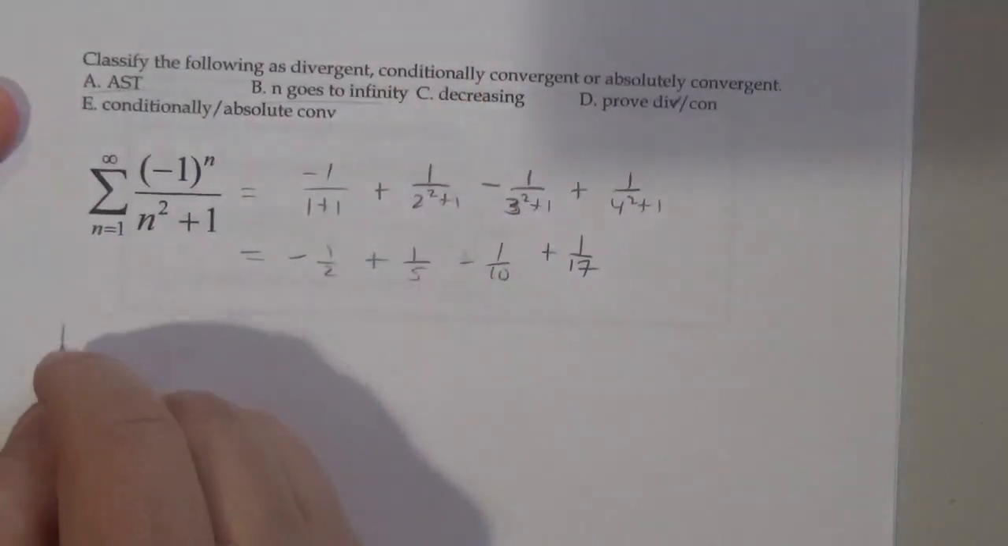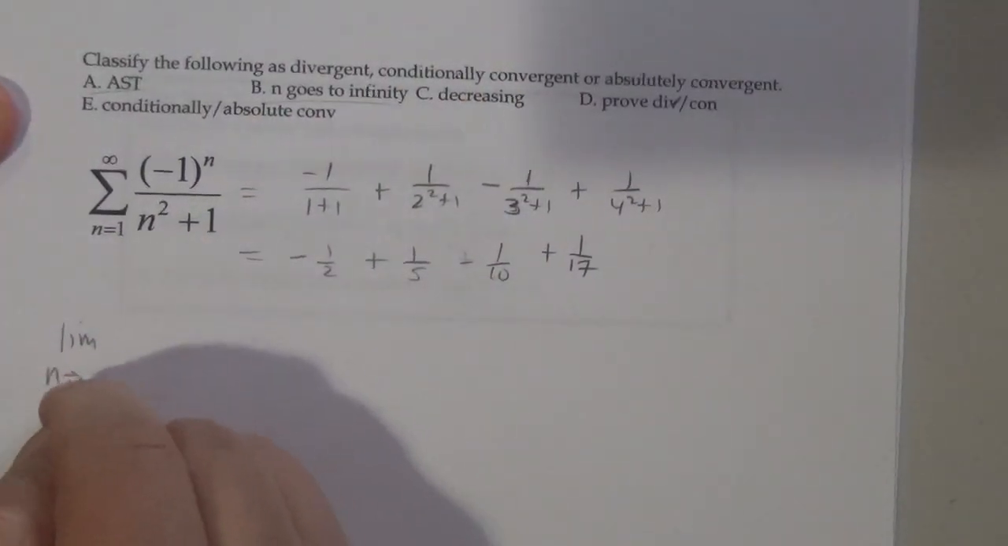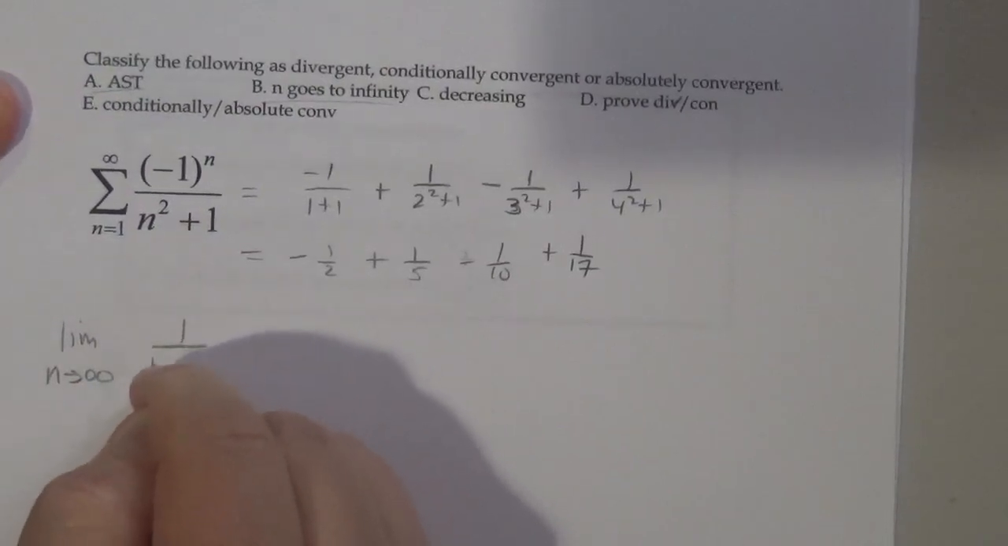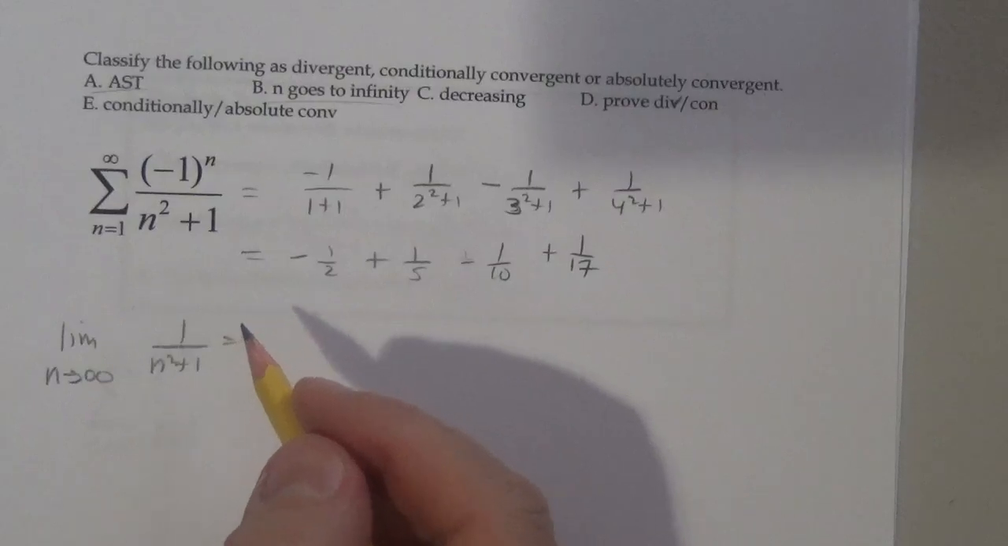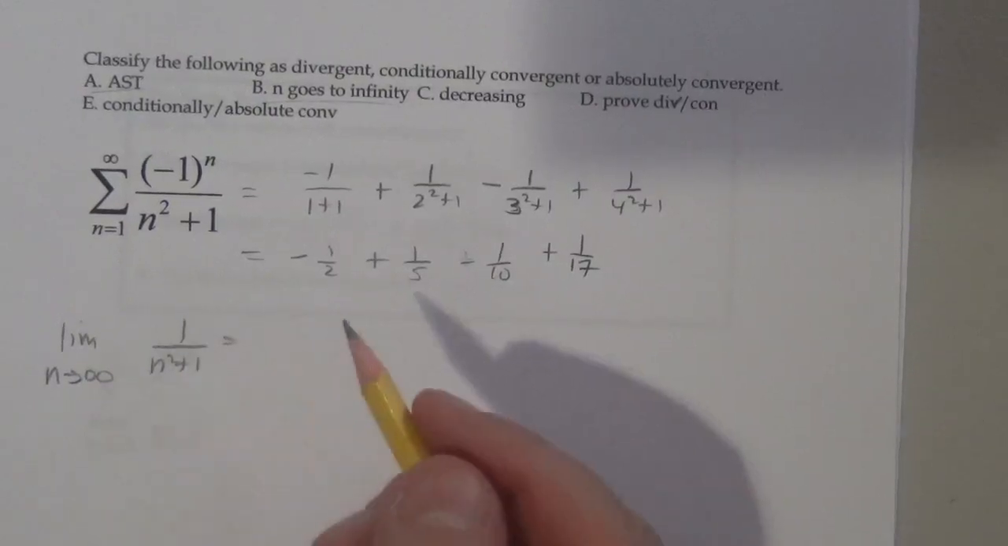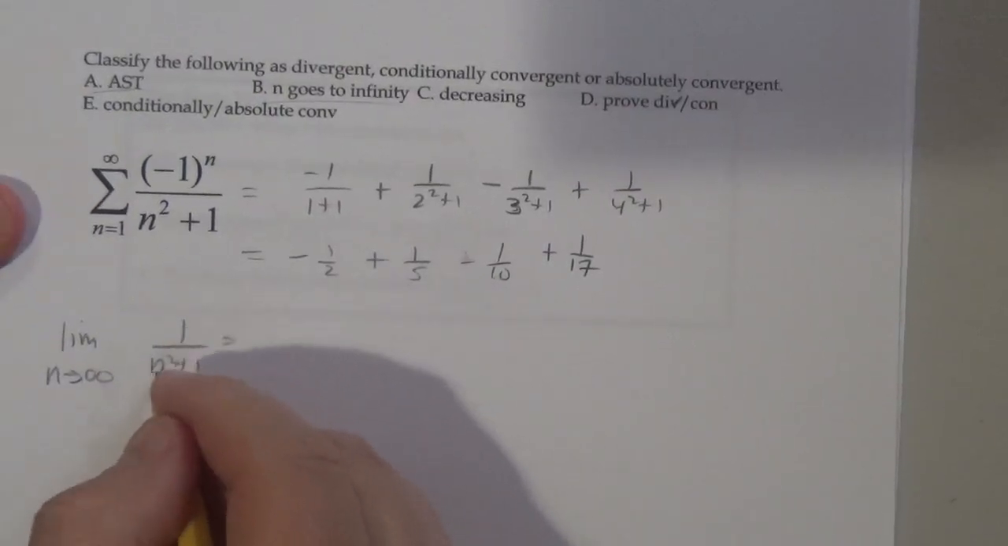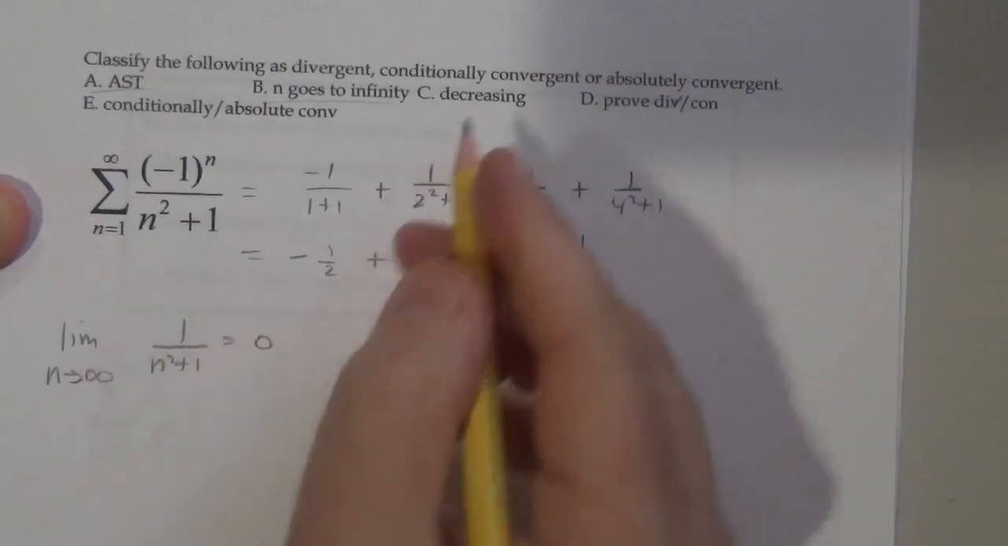Let's check my limit. Clearly this thing's going to go to 0. This is not a L'Hopital's rule candidate because my numerator is not infinity or 0, it's just 1. Clearly 1 over anything very large goes to 0, so that's a check.